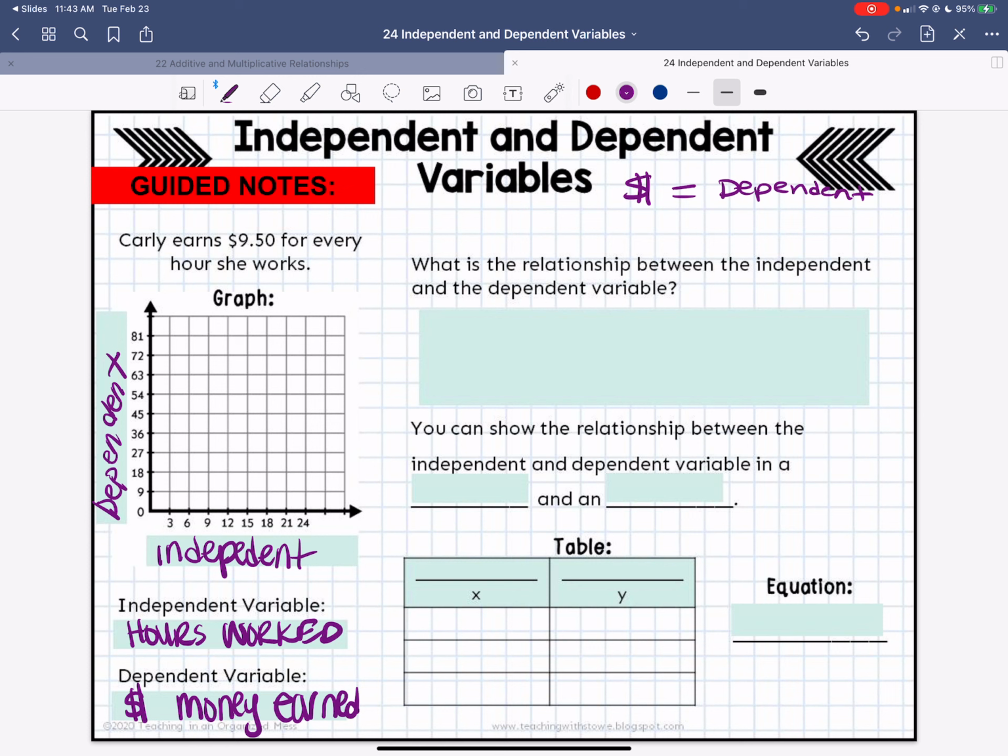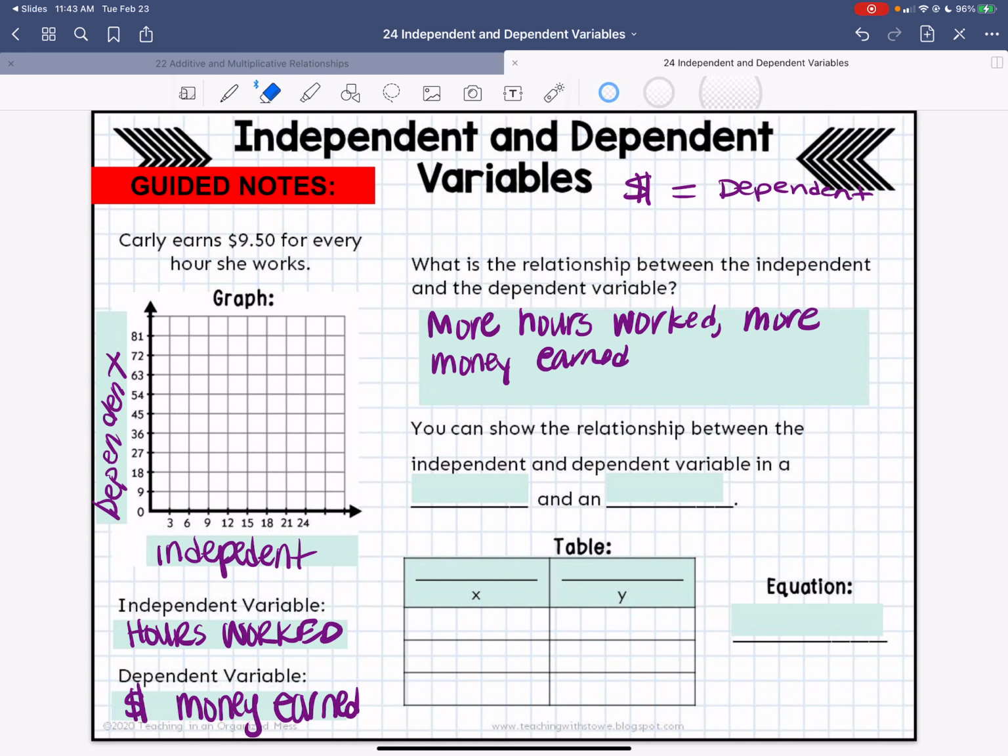Okay, what is the relationship between the independent and the dependent variable? What's the relationship? So what's going on? And I would write more hours worked, more money earned. That's the relationship. So the more I work, the more I earn. So if I don't work at all, then I don't earn any money.